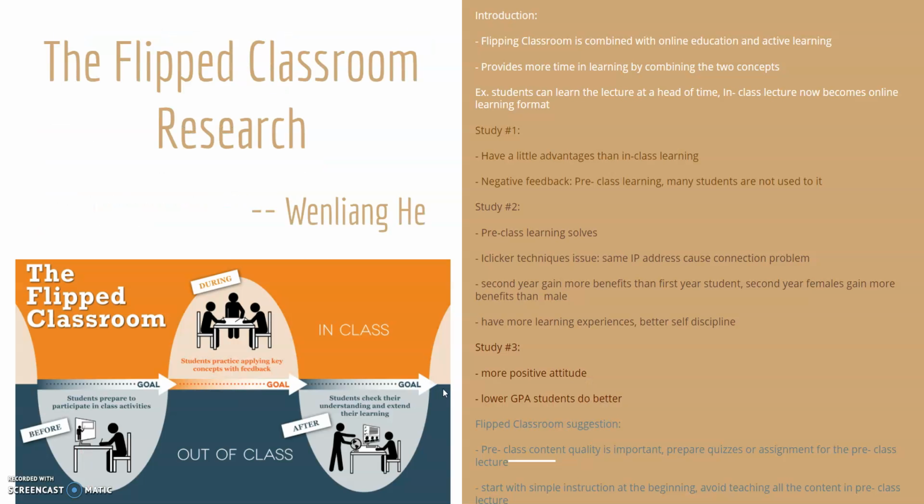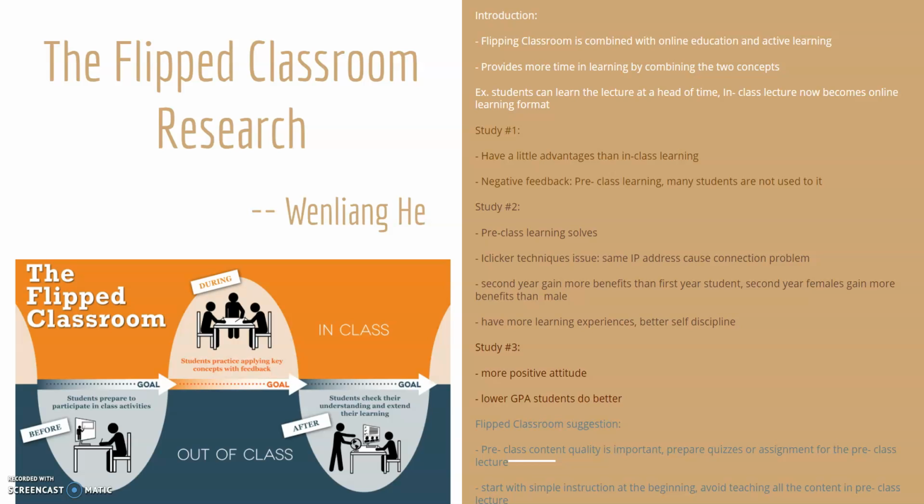Scholar Weiqiang He also did research on the flipped classroom. He introduced that the flipped classroom is combining online education and active learning together. It provides more time in learning by combining the two concepts. For example, students can learn the lecture ahead of time. In-class lecture now becomes an online learning format. He also conducted 3 different studies.